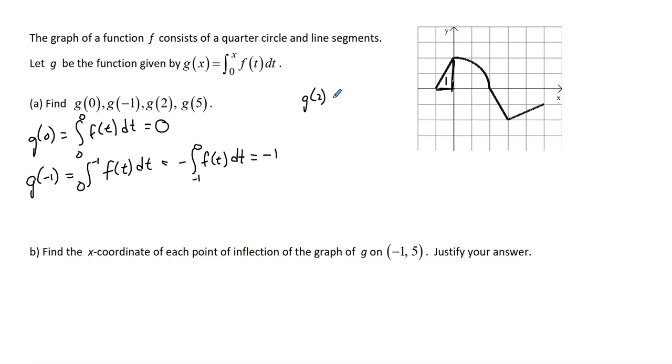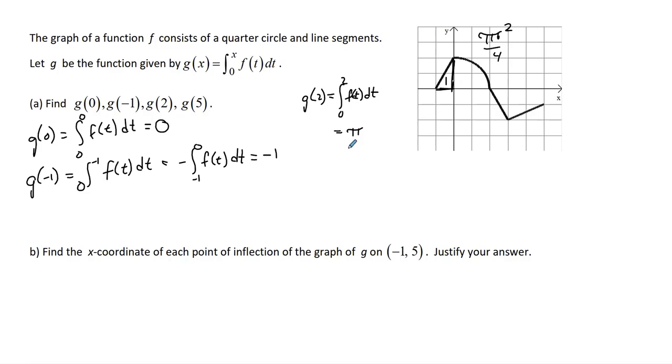All right, what else? We've got g of 2. That's equal to the integral from 0 to 2 of f of t dt. And that's going to be equal to, from here to here, our radius of this circle looks to be 2. So it's pi r squared, divided by 4. The radius is 2, so 2 squared is 4, 4 divided by 4 is 1. So that's just pi. Fantastic. So that's what our g of 2 is equal to.